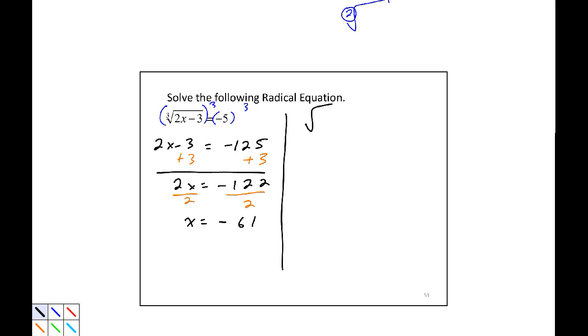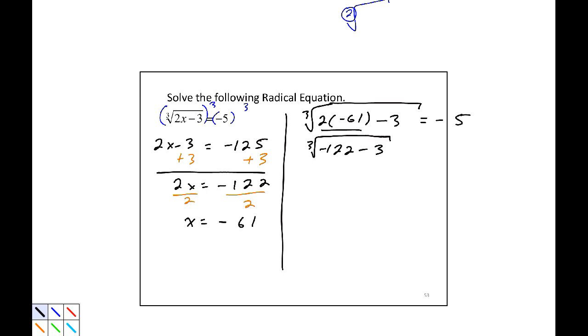We always need to check. So the cube root of 2 times negative 61 minus 3 equals negative 5. Well, that would be negative 122 minus 3, negative 125, and that is in fact negative 5. So negative 61 is a valid solution.